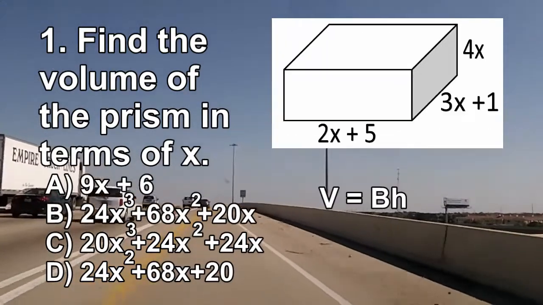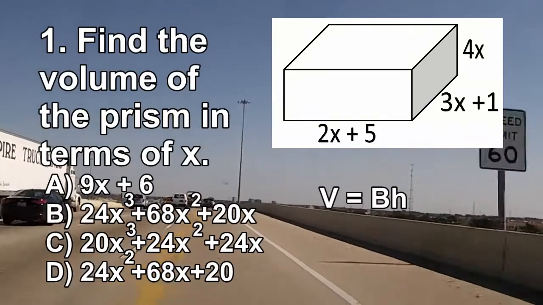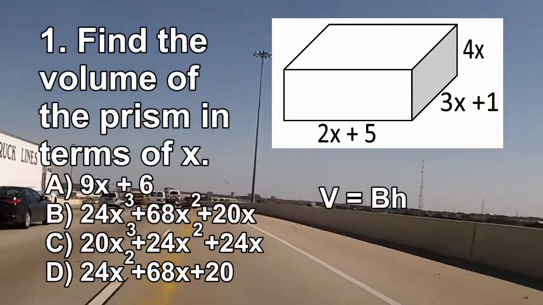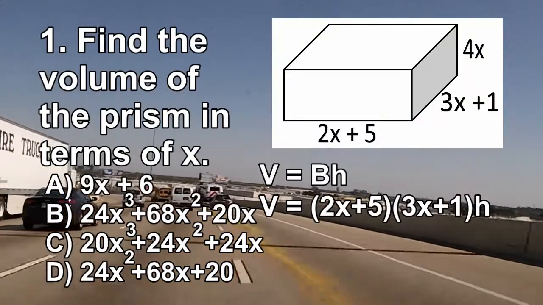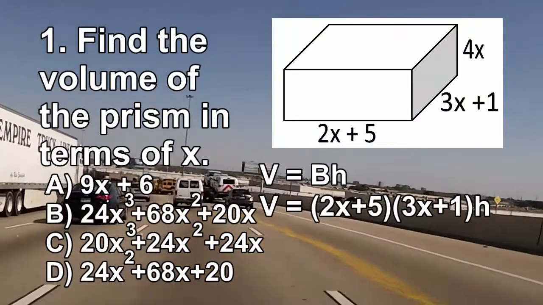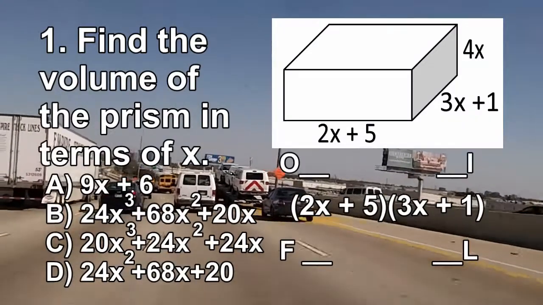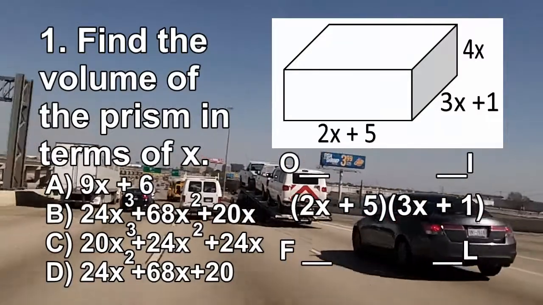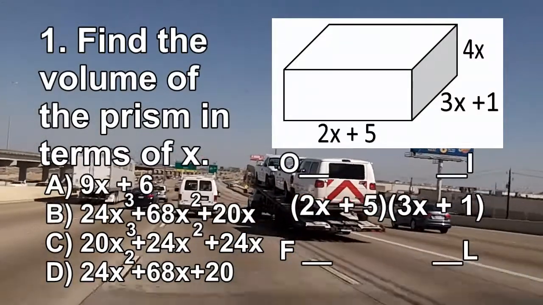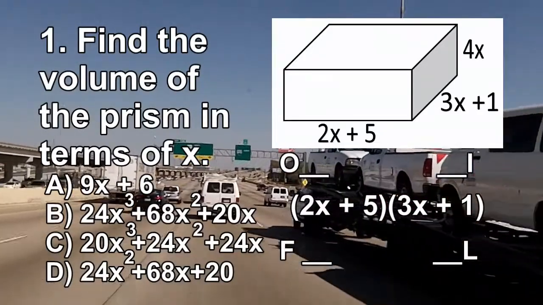To get this answer, we need to use the formula V equals BH, where B is the area of the base and H is the height. In this problem, the base is formed by the dimensions of 2x plus 5 and 3x plus 1. To get the product of this, we need to use the FOIL method. We'll multiply the first terms, the last terms, the outside terms, and the inside terms, then find the sum of the product of the outside and inside.